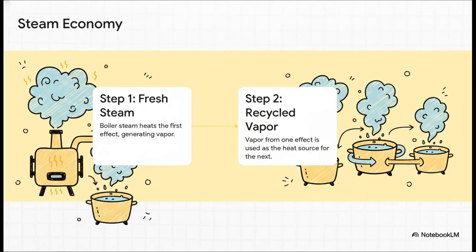The second brilliant idea is something called steam economy. The best way to think about it is like a super efficient recycling program for heat. So instead of using expensive, fresh steam from a boiler for every single step, you only use it for the very first one. Then, the hot vapor that's created in that first step gets used to heat the next step. It's amazing. A 3-effect evaporator can get rid of almost 3 kilograms of water for every 1 kilogram of steam you put in. A single evaporator? That's just 1-to-1.